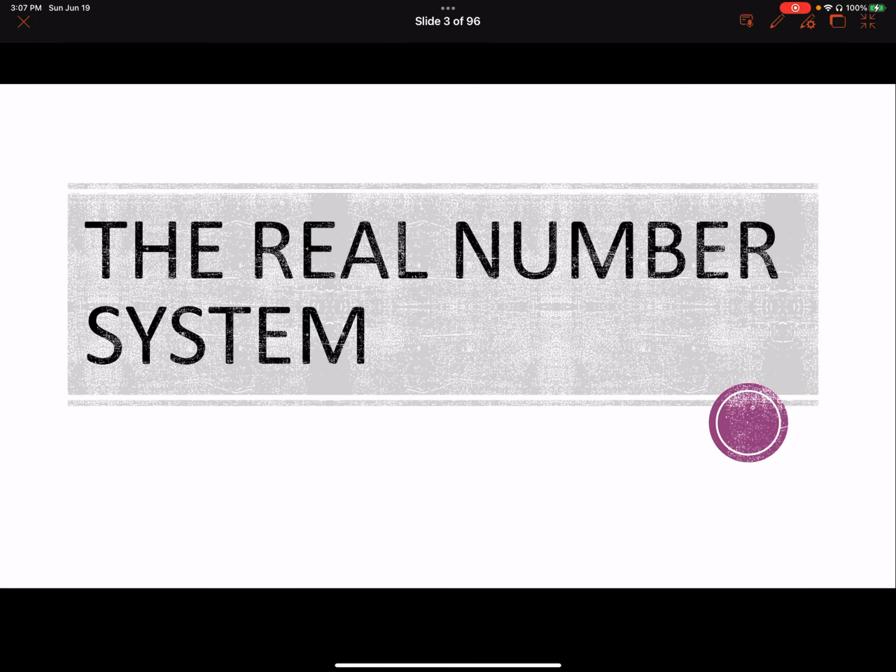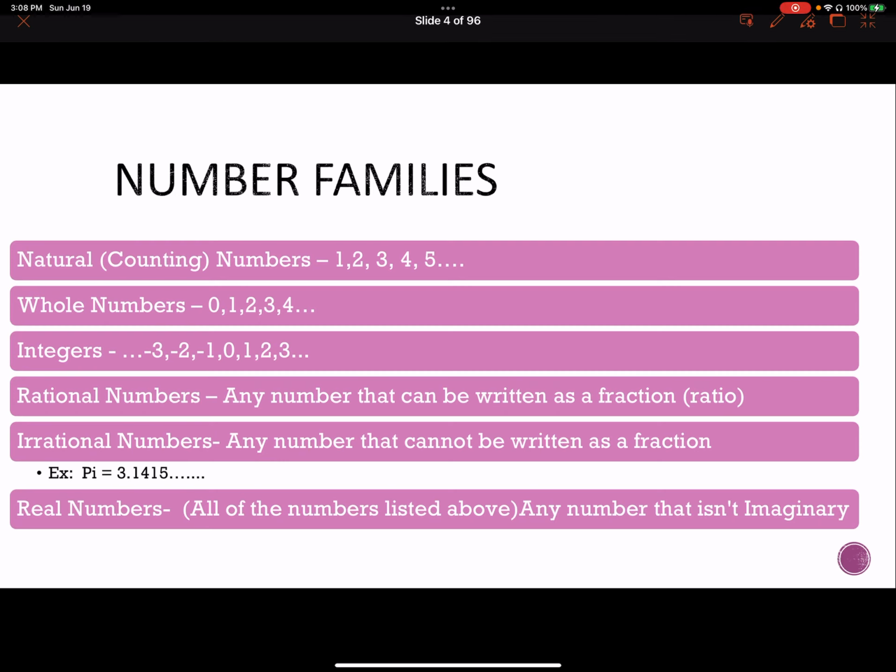So today we're going to talk about the real number system. The real number system are the numbers that we encounter in our real life, in our everyday life. We live in the real world, we're working with real numbers. So I'm going to first start this video by talking about the number families that make up the real number system, and then showing you a good visual of how the number families are contained within each other.